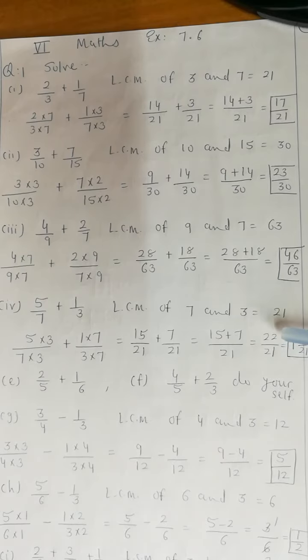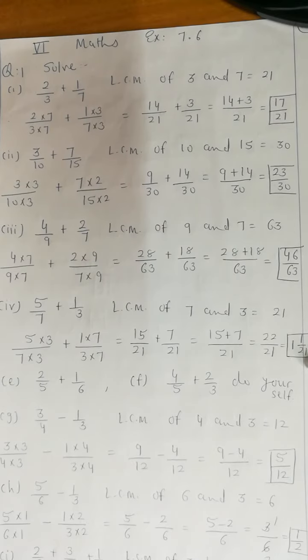Now look, this is an improper fraction. Our numerator is greater than denominator. Therefore, here you have to write this fraction as a mixed number. When you divide, you will get one integer 1 upon 21. This is your final answer.